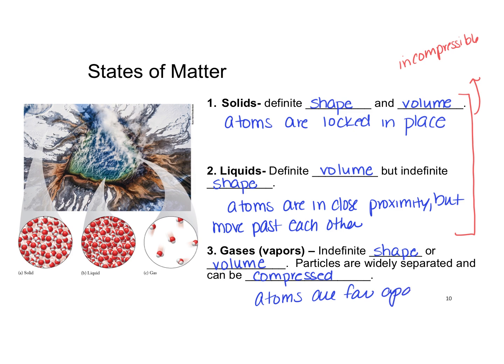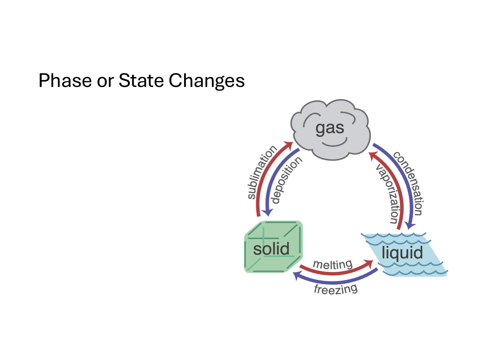Now, one of the things we've already talked about is that we can have transformations from one state to another. These are a lot of times called phase or state changes. This just occurs when there's a transformation from one state to another.